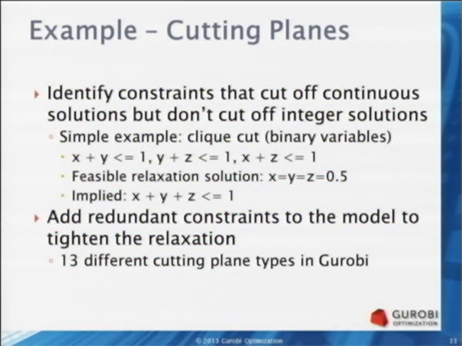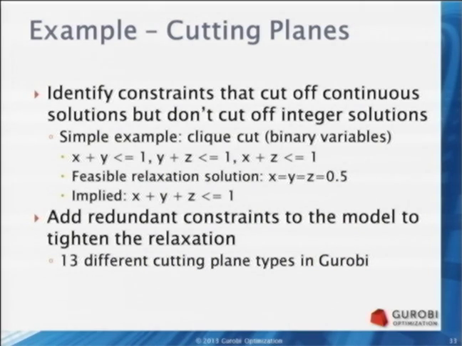So let me give you an example. This is an example of a cutting plane. It fits one of the minor themes of the conference. It's triangle detection. So imagine you have a set of binary variables x, y, and z. You have a set of constraints: x plus y less than or equal to 1, y plus z less than or equal to 1, and x plus z less than or equal to 1. So these are pairwise incompatibility constraints. One of these two variables has to be 0.